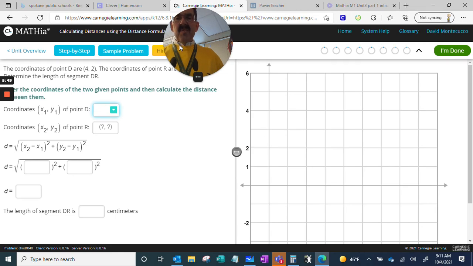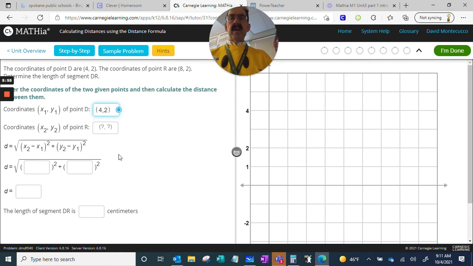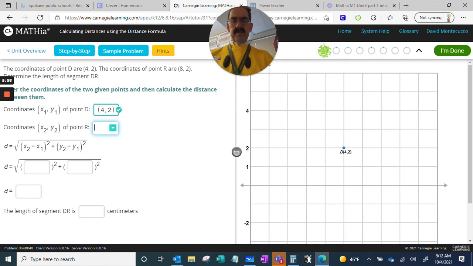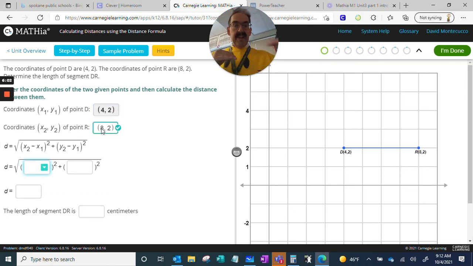All right, so the coordinate point here is 4, 2. So we're going to go shift 4, 2. And then we're going to go shift 8, 2. And you see how they're flat? It's a flat line, so we're just going to go from 4 to 8.